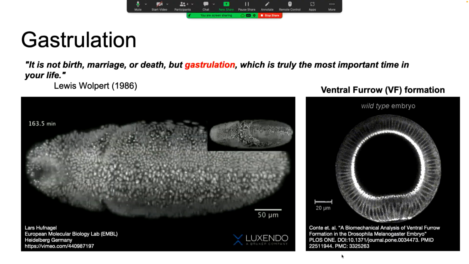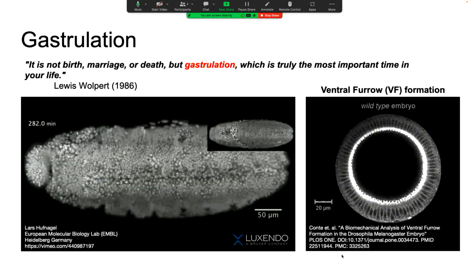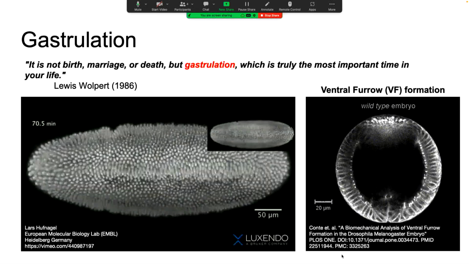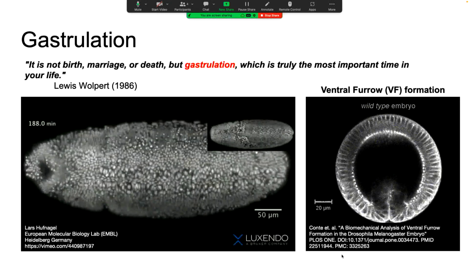I'm not going to go into the biology, but the idea behind it is a process where the embryo tries to invaginate on itself and starts to divide. As you can see in these two videos, one is the embryo on the left, the other is a cross-section where it tries to invaginate. My job is to create a numerical model to understand what the forces and mechanisms are that are driving this biological phenomenon.